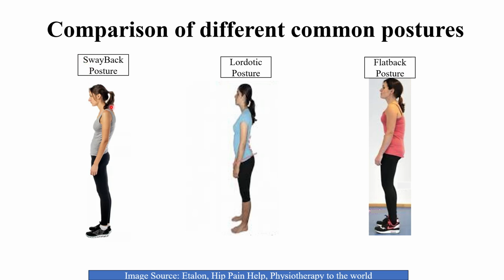When it comes to the lordotic posture, there is an increase in the lumbosacral angle, followed by an increase in the thoracic kyphosis, followed by cervical lordosis. Coming to flat back, almost all the curves are obliterated, whether it is lumbar lordosis, thoracic kyphosis or cervical lordosis, thereby causing a little bit of instability to the spine. There may also be some amount of posterior pelvic tilt seen here.